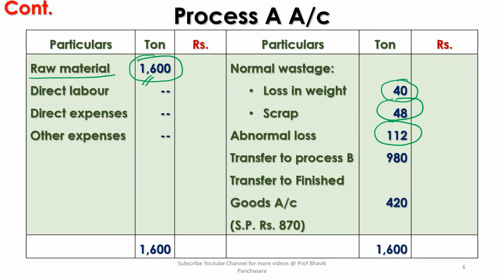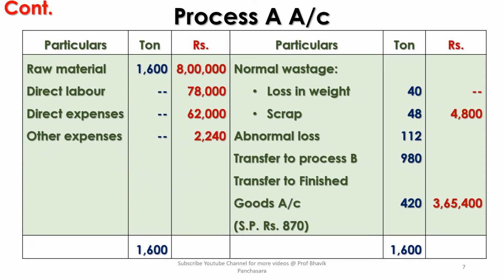Now, out of the total goods produced under process A, 70% material we have transferred to process B. So, 70% is 980 tons and remaining 30% material we have transferred to finished goods account, for which selling price is already available.